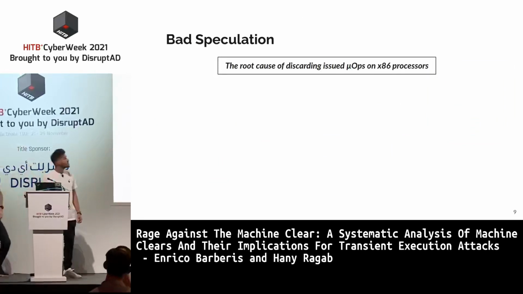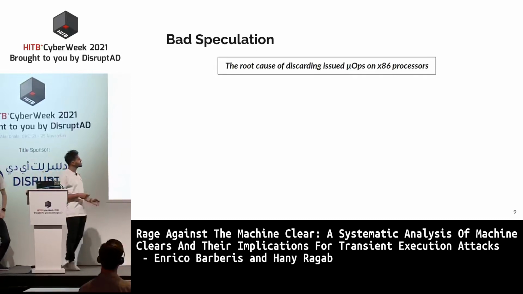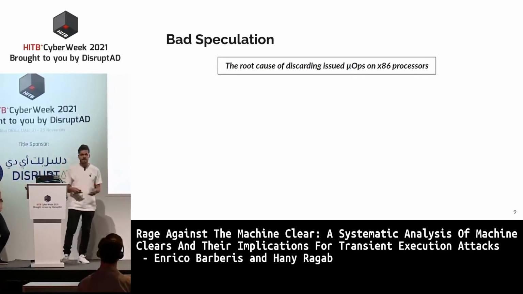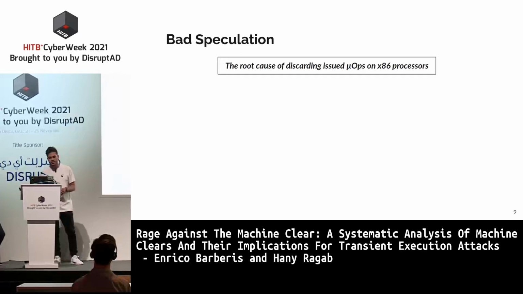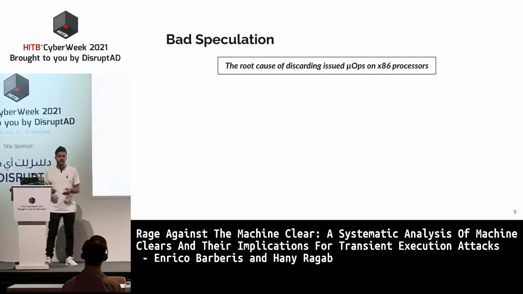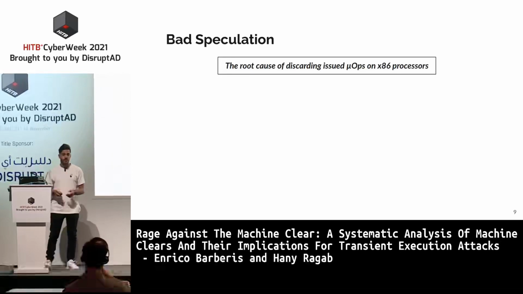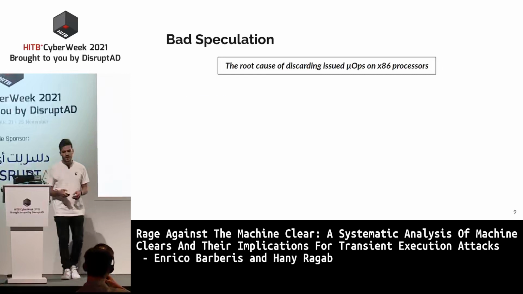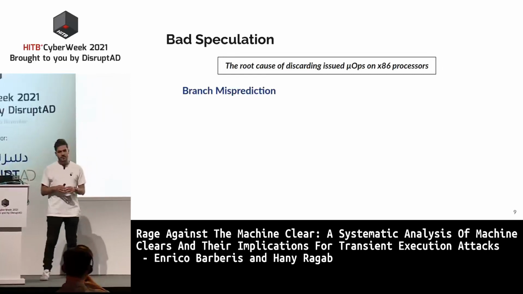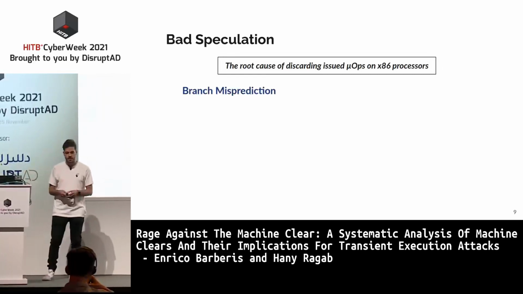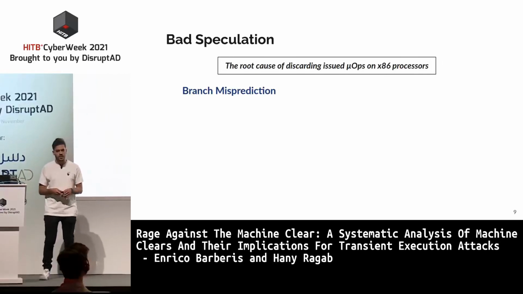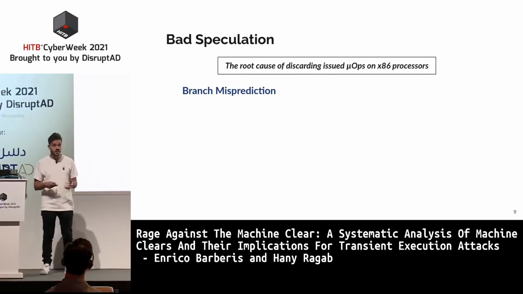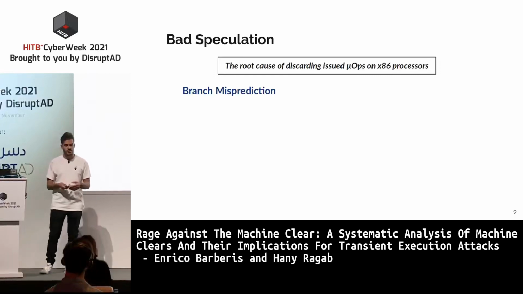All right. So let's look first at the main class of all these transient execution attacks. Here, Intel defines bad speculation as the root cause of discarding issued micro-operations on x86 processors. And it defines this bad speculation in two main subclasses. The first one is branch misprediction, which we just saw. It's basically when a branch predictor mispredicts either the direction or the target of a branch.